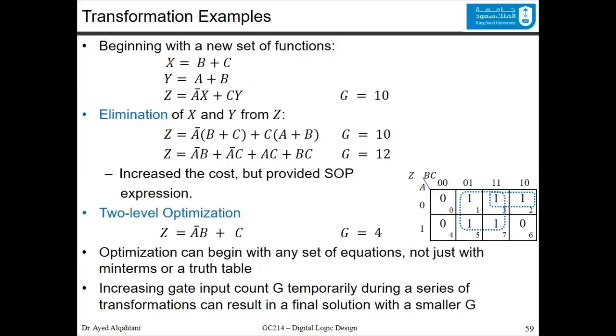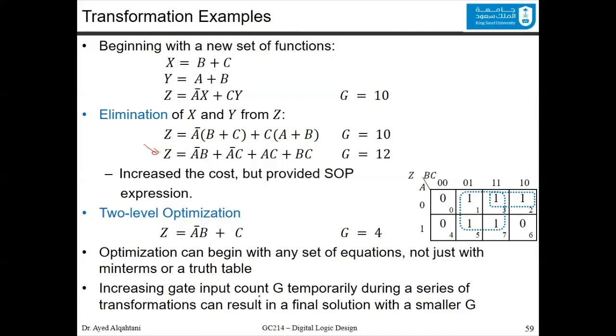If you had the function like this at the beginning, it might be difficult to fill the Karnaugh map. But after we did the elimination, we reached the SOP, and we have a fairly easy way to fill the Karnaugh map, and after this, do the two-level optimization. So the optimization can begin with any set of equations, not just with minterms or a truth table.